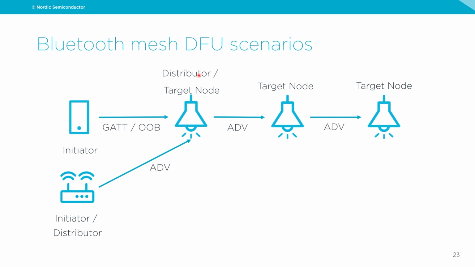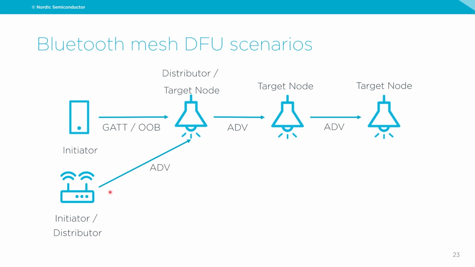And then the distributor is the device that delivers the new firmware images to all the target nodes that need to be updated. And it also supervises the whole process of getting the firmware update done across all the target nodes. So it acts as an intermediary on behalf of the initiator, so that the initiator doesn't always need to be present on the mesh network. If the initiator is, for example, a mobile device, then most likely it will be out of range of the network, and then the distributor will continue. So it's responsible for the whole firmware update procedure while the initiator is not part of the network.